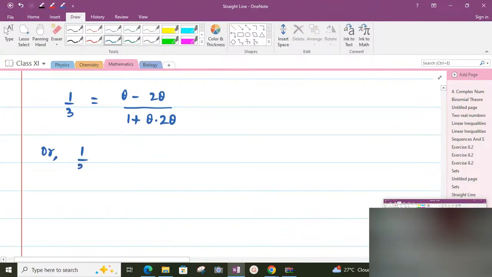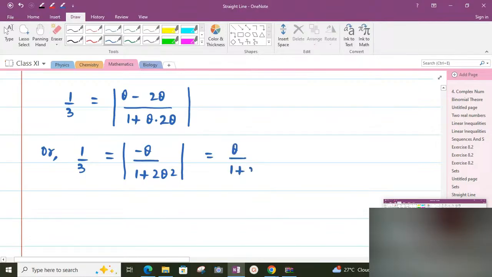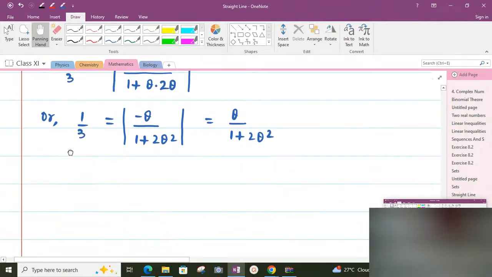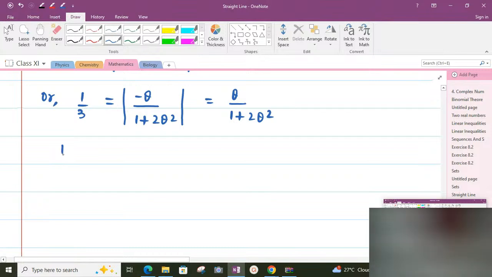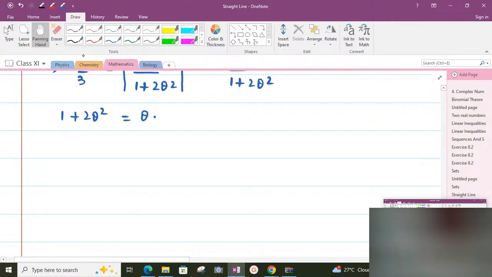The next step here will be 1 by 3 equals the absolute value of theta minus 2 theta, which is minus theta, by 1 plus 2 theta square. We write down the absolute value here, so it will be theta by 1 plus 2 theta square. Now by cross multiplication we get 1 plus 2 theta square equal to 3 theta. So when theta moves to the left hand side, the next step we get is 1 plus 2 theta square minus 3 theta equals 0.